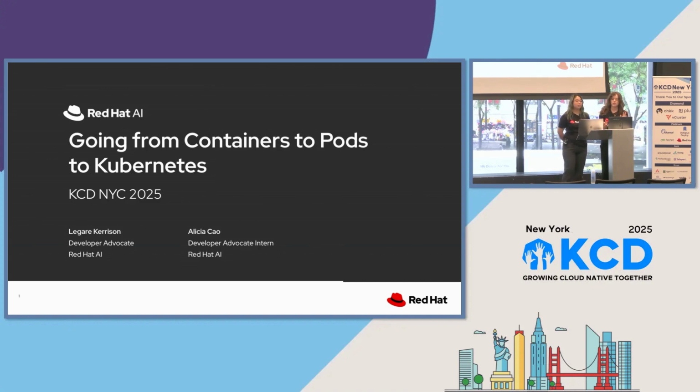We're here. So I'm Legare Kerrison. I'm a developer advocate on Red Hat's AI team. I'm Alicia Cao. I'm the developer advocate intern. This is my third week. Yes, it's Alicia's third week. Very exciting start. And we are by no means experts, but we give you the perspective of this tech is actually easy to use because we learned it.